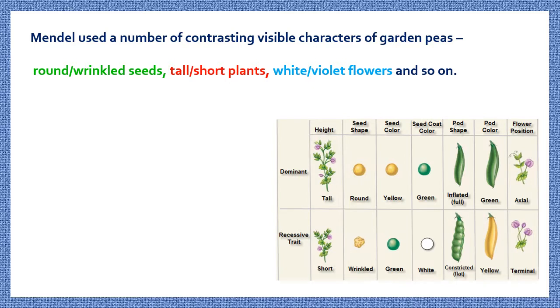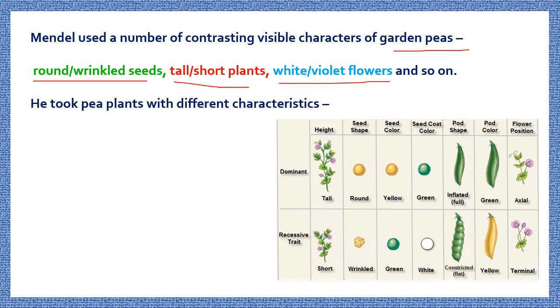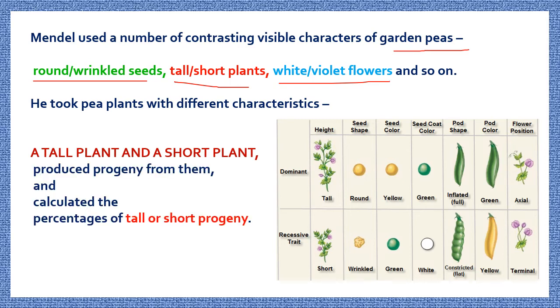This is the first one. Mendel used a number of contrasting visible characters of garden peas. What were those characteristics? Those were round and wrinkled seeds, tall or short plants, white or violet flowers, and so on. So many contrasting characters he took for his experiment. Then he took pea plants with different characteristics, for example here a tall plant and a short plant.